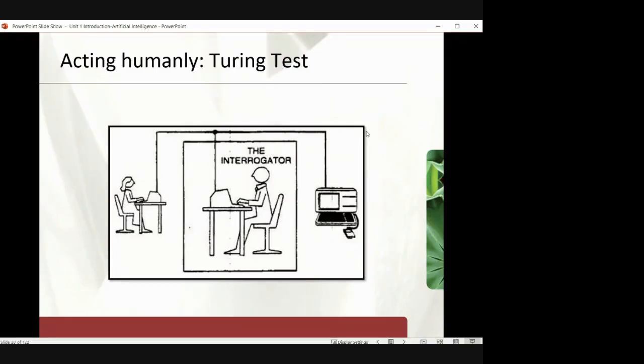The theory given by A.M. Turing is that if this is the situation, then the system is an AI system. So that was all theoretical. There is no computerized system for this.